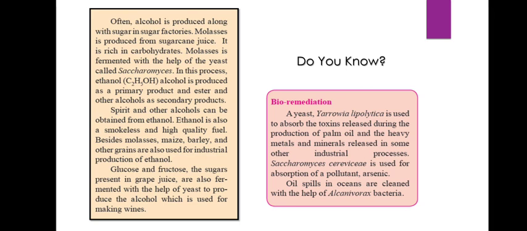Now often alcohol is produced along with sugar in sugar factories. Molasses is produced from sugarcane juice. What are molasses? When you remove the sugarcane juice from the sugarcane, the remaining is called molasses. It is rich in carbohydrates. Then this molasses is fermented with the help of yeast, which is called Saccharomyces cerevisiae. And in this process, ethanol will be produced as a primary product, and ester and other alcohols as secondary products. Followed, students?